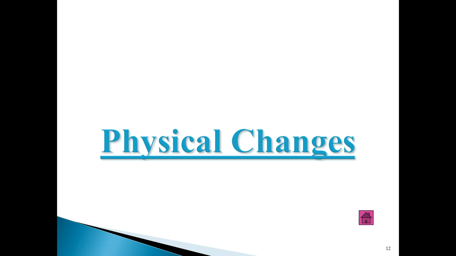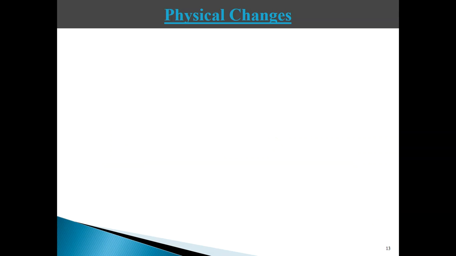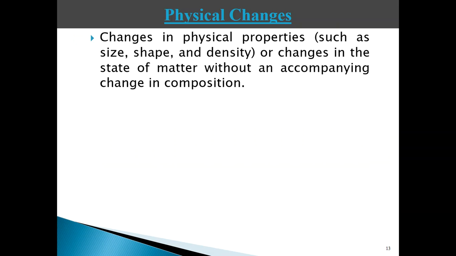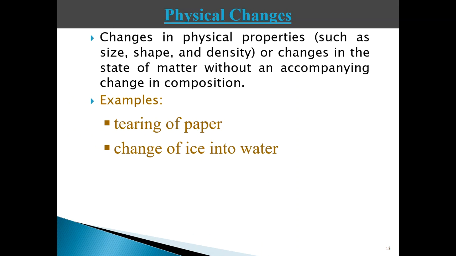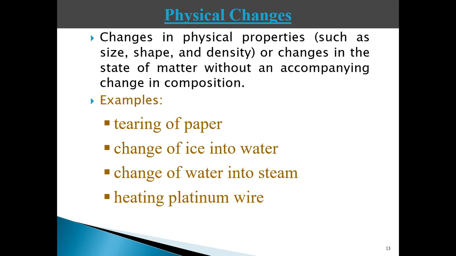Okay, now if you understand what we mean by physical and chemical properties, then you should have no problem understanding what we mean by physical and chemical changes. So a physical change is one where basically you have a change, but the composition of the substance itself does not change, right? So an example would be tearing of paper. Another example would be the change of ice into water. Another example is the change of water into steam. And the final one here is heating platinum wire. So each of these are physical changes, right? They are changes that are taking place, but the substance itself remains the same.